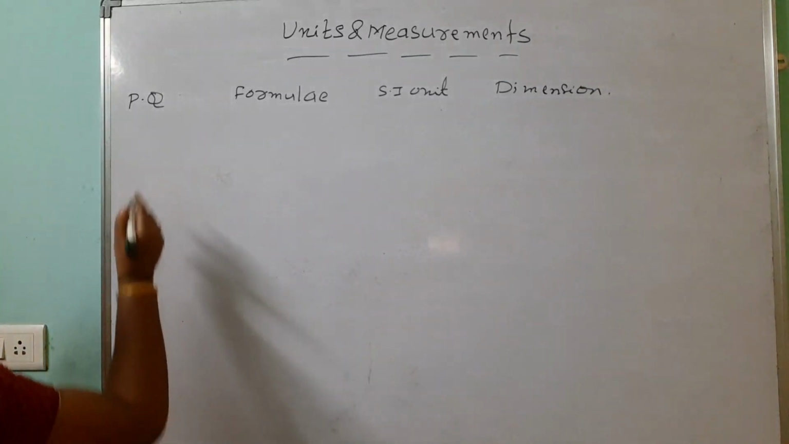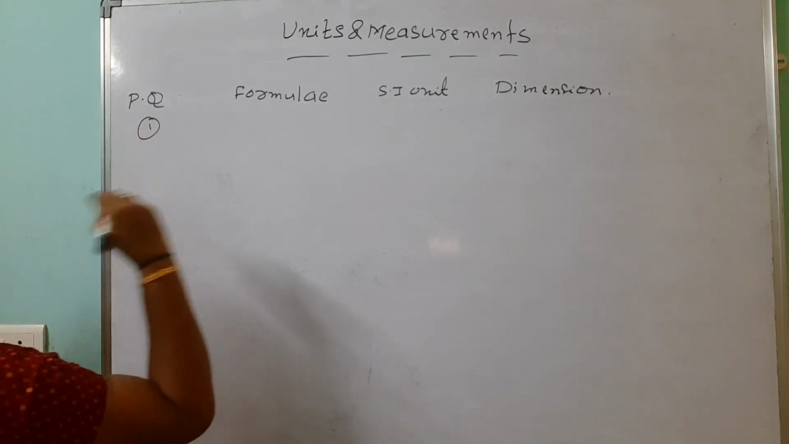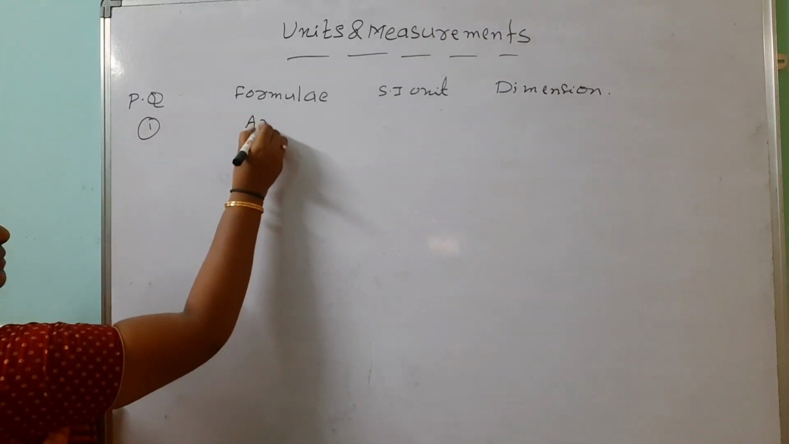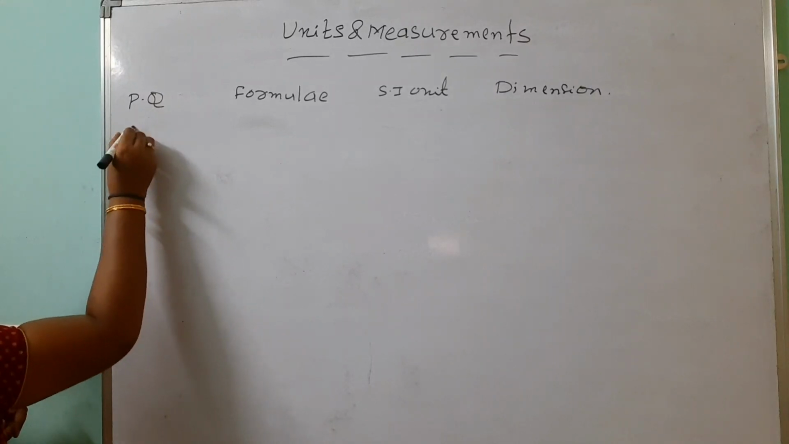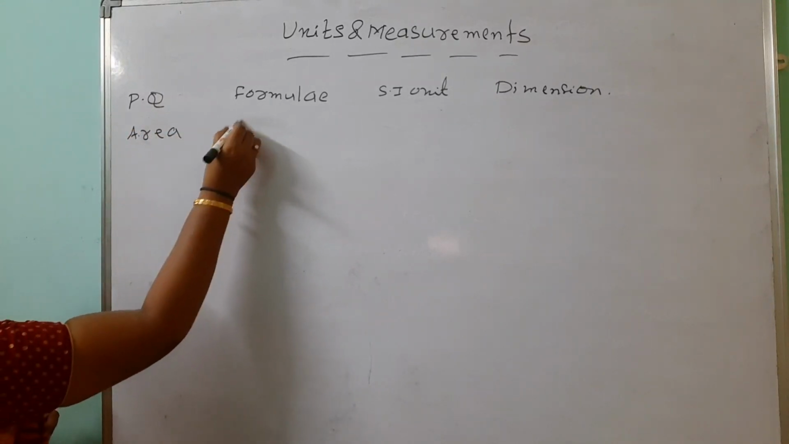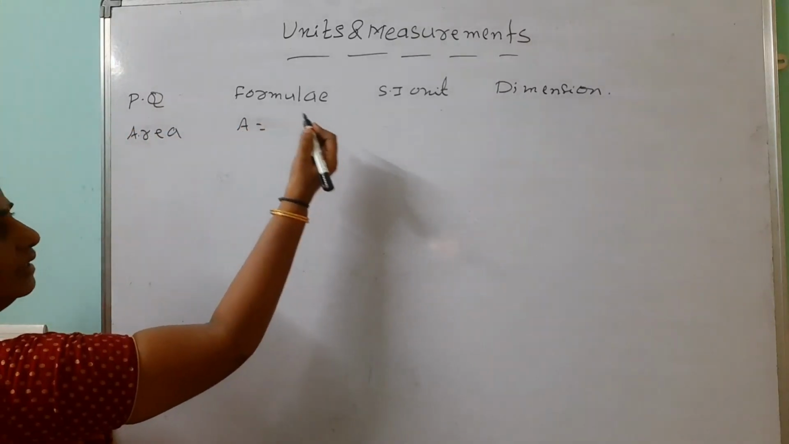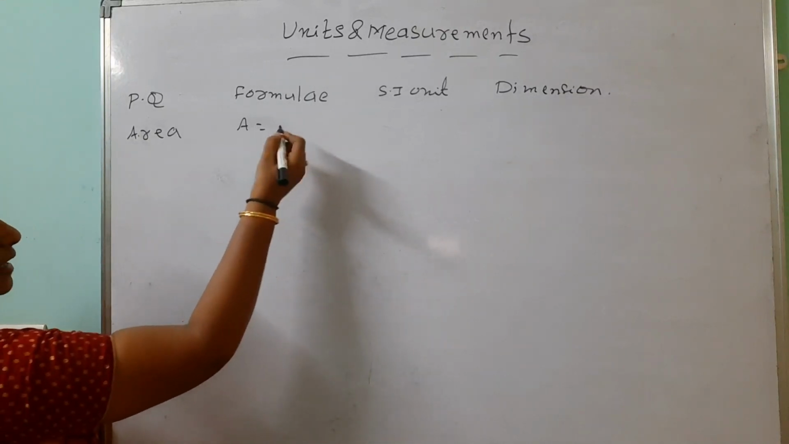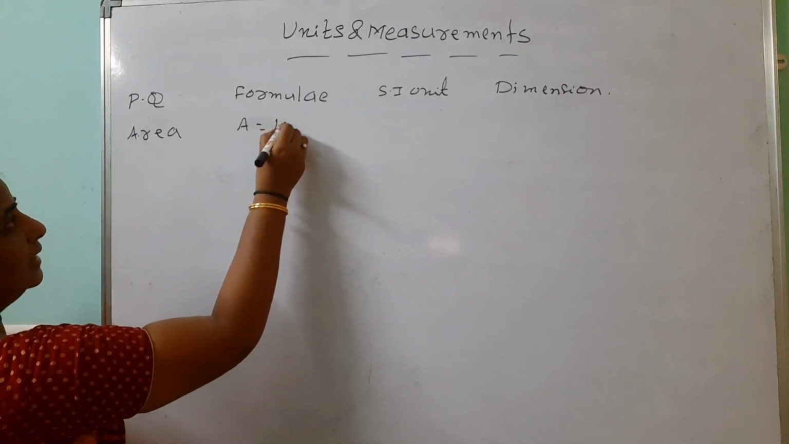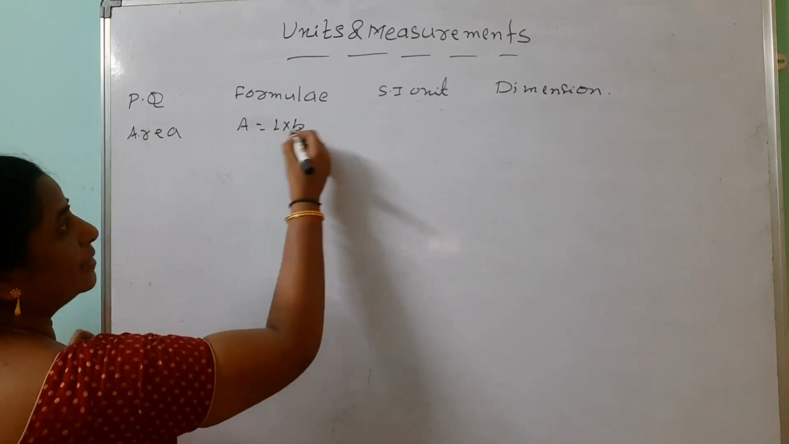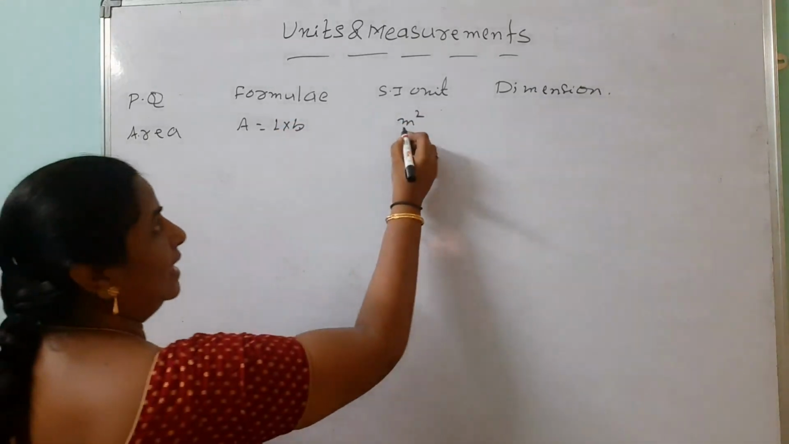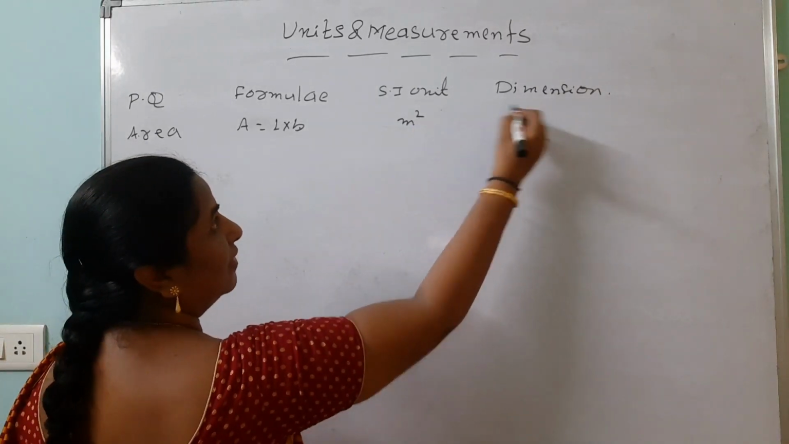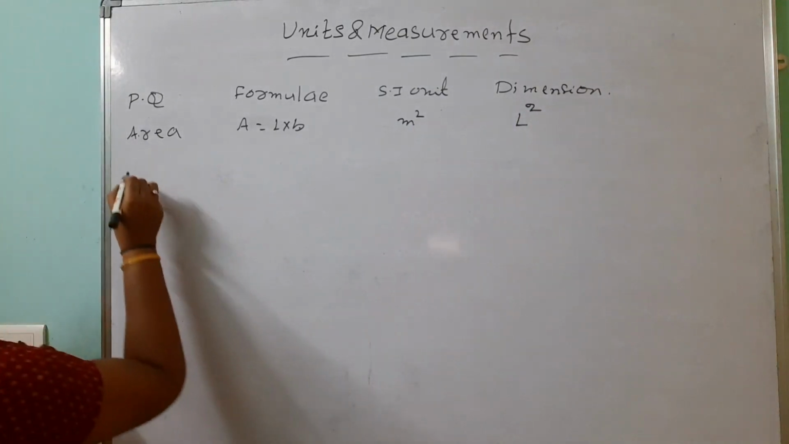Look here, first one is the area. Area, what is the formula? Length into breadth or length into height, like that we are taking. Anyway, length into breadth. Unit is meter into meter, meter square. Then how to write the dimension for this? Meter dimension is L, power is how much? L square.